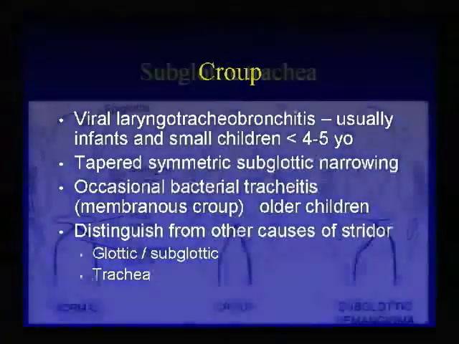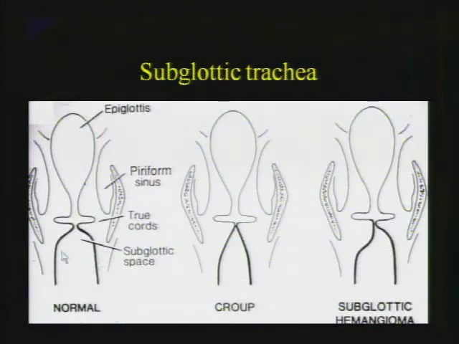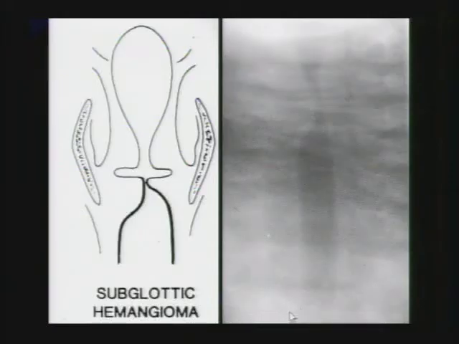Other than croup. Here in a schematic diagram, you can see the normal shoulder of the subglottic trachea. Here you can see the typical tapered, symmetric narrowing of the subglottic space in croup. And if you see anything that is not completely symmetric and tapered, you have to be concerned that it could be something else, such as a subglottic hemangioma. And if you recall, our first unknown, here it is. This was the asymmetric narrowing of the subglottic trachea.